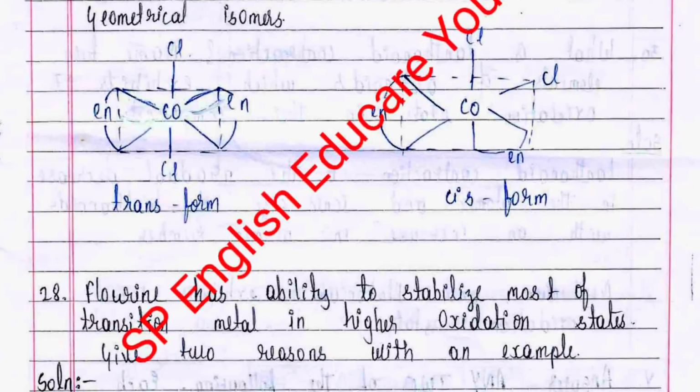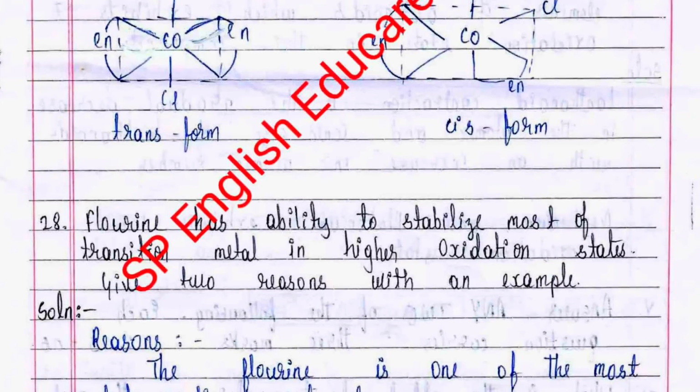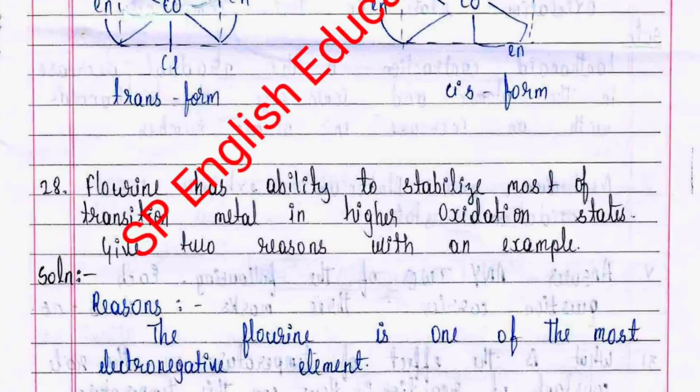Fluorine has the ability to stabilize most transition metals in higher oxidation states. Give two reasons with one example, and the answer is below.